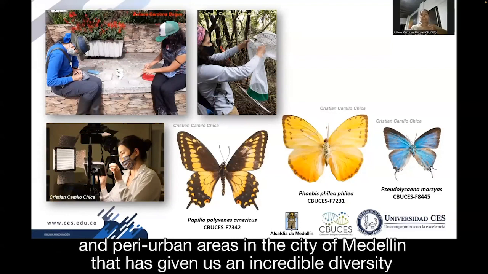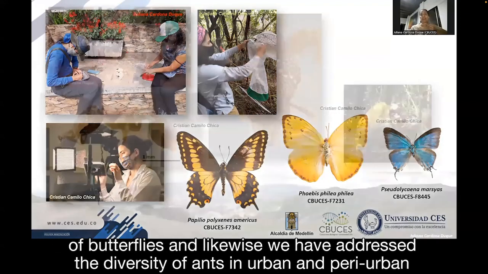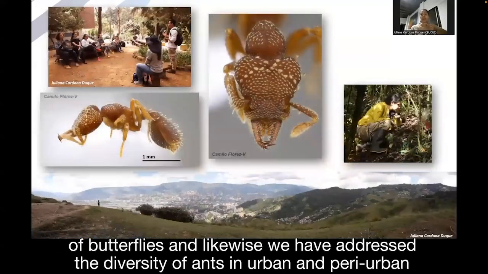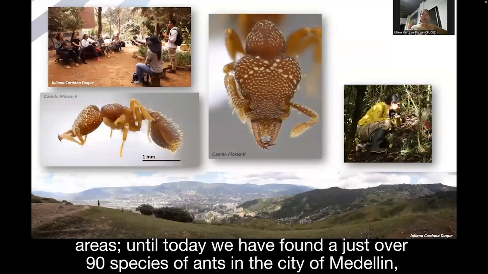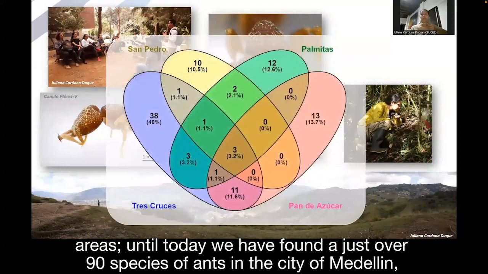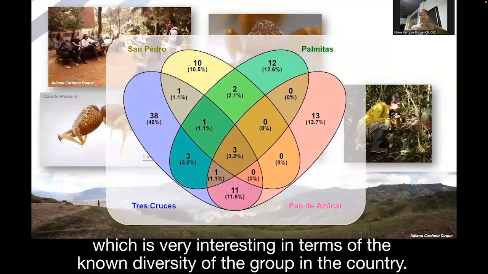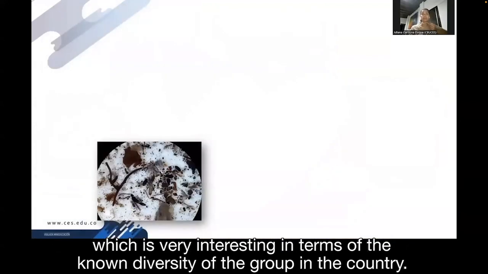ha arrojado una diversidad increíble de mariposas, y asimismo hemos abordado la diversidad de hormigas en las zonas urbanas y periurbanas. Hasta hoy hemos encontrado un poco más de 90 especies de hormigas solamente en la ciudad de Medellín, lo que es una cifra bastante interesante en términos de la diversidad conocida del grupo en el país.